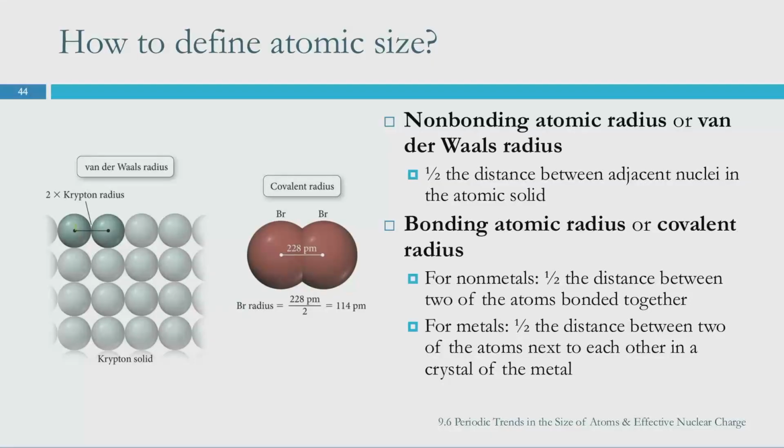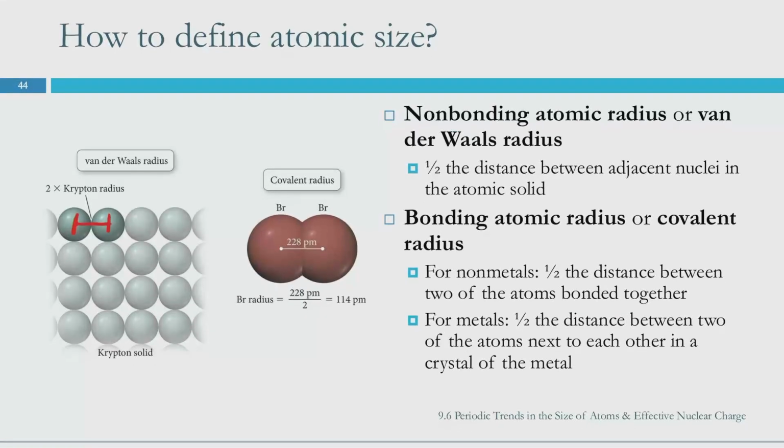So there's going to be this distance. Maybe red shows up better. That's not red. There we go. All right, we've got this distance between the nuclei. If you take half that distance, we can define that as the atomic radius, because that should be about the distance from the nucleus to the edge of that atom, assuming that they're the same atom.